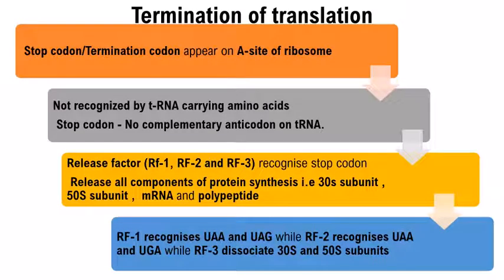Release factor number 1 recognizes two types of stop codons or termination codons, that is UAA and UAG. Release factor number 2 recognizes UAA and UGA, whereas the third type of release factor, that is RF3, dissociates the 30S and 50S subunits so that the machinery for synthesis of proteins is disassembled.